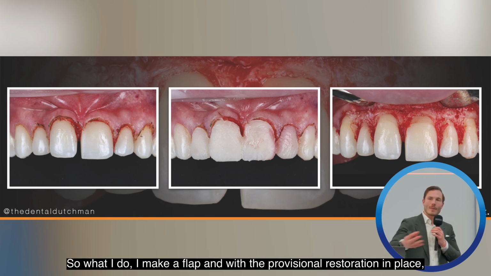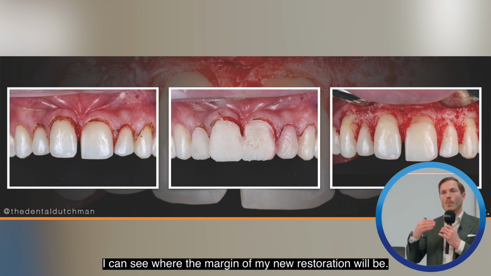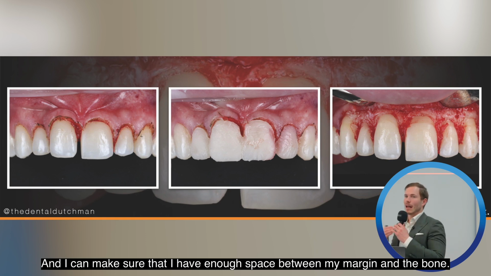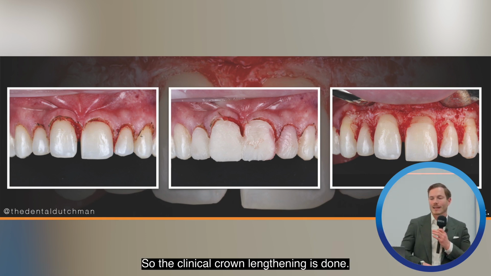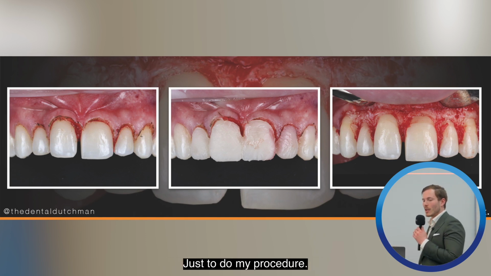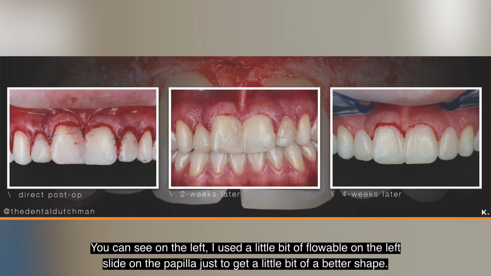So what I do, I make a flap, and with the provisional restoration in place, I can see where the margin of my new restoration will be, and I can make sure that I have enough space between my margin and the bone. So the clinical crown lengthening is done, the provisionals are now taken off, I can put them in, take them off, just to do my procedure. Then I will place my provisional restorations again. You can see on the left, I used a little bit of flowable on the papilla, just to get a little bit of a better shape.